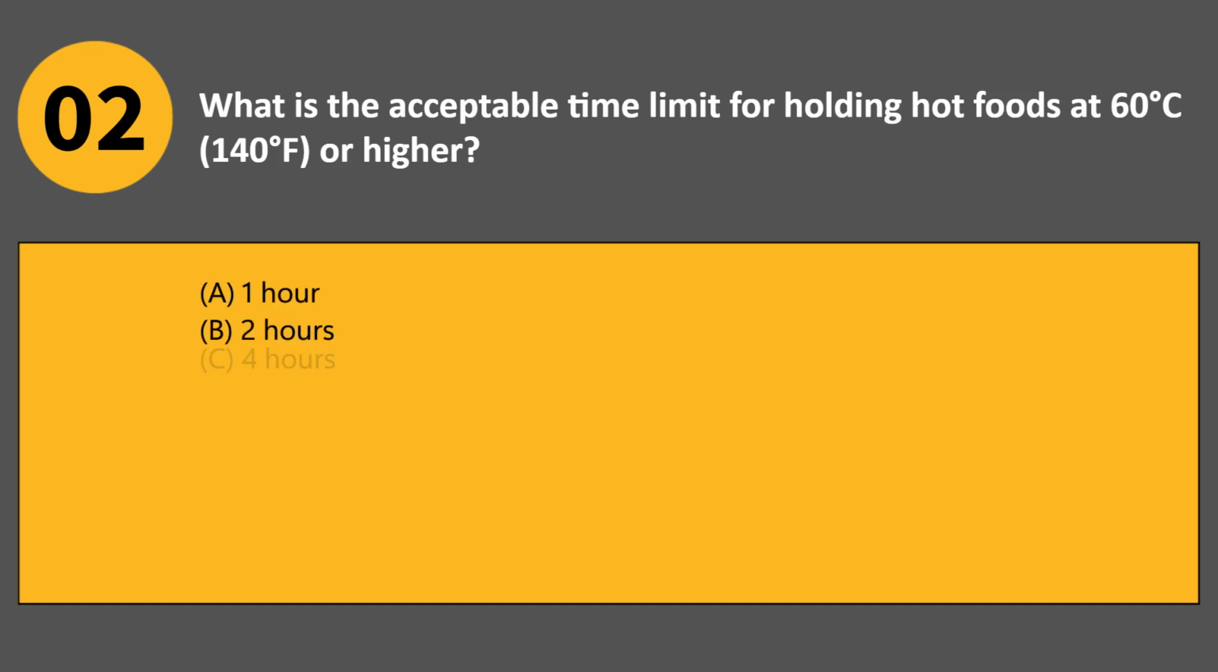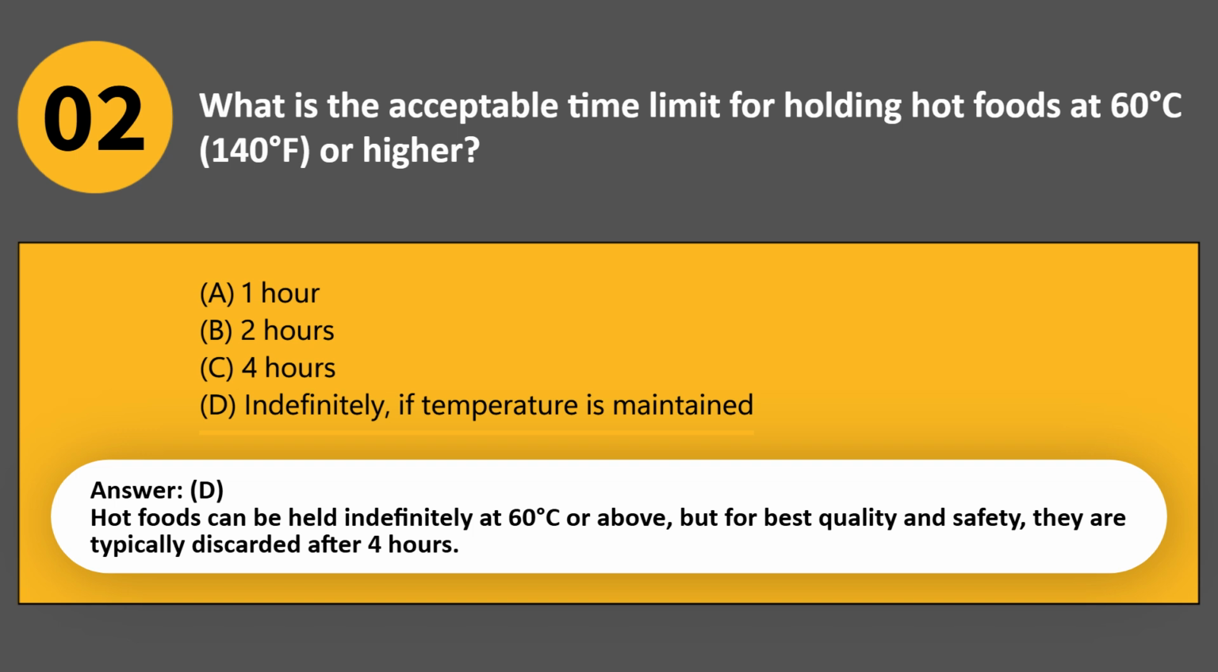What is the acceptable time limit for holding hot foods at 60 degrees Celsius, 140 degrees Fahrenheit or higher? A. 1 hour. B. 2 hours. C. 4 hours. D. Indefinitely if temperature is maintained. Answer, D. Hot foods can be held indefinitely at 60 degrees Celsius or above, but for best quality and safety, they are typically discarded after 4 hours.